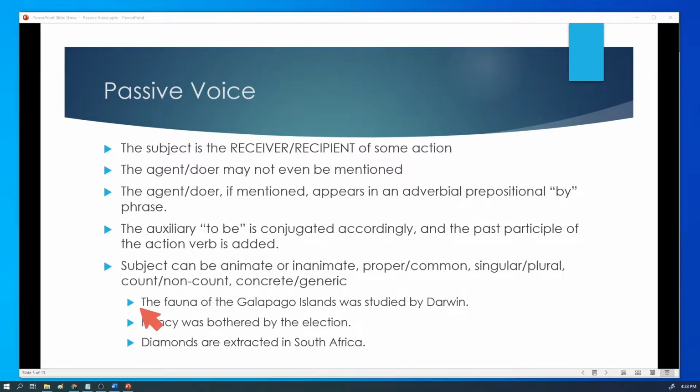All right, so the subject is the fauna, and we have actually all of this, the fauna of the Galapagos Islands. So all of that is the subject. Then we have the verb to be. In this case, it's simple past. Then we have studied. The ed is the past participle of study.